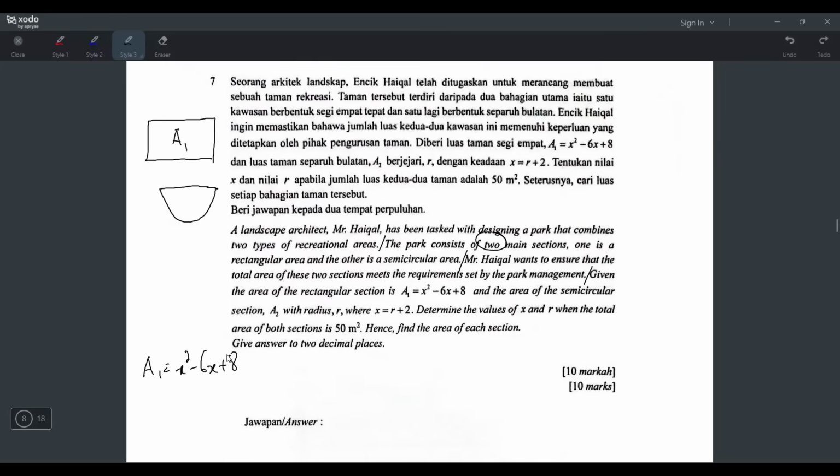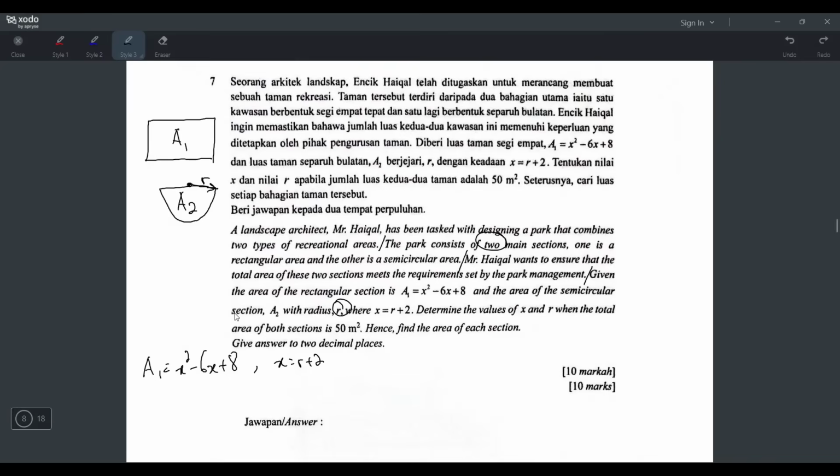Oh, okay, it makes sense lah. So that means the area must be this. And the area of semicircle A2. The semicircle is A2 with radius R. They never give the area of the semicircle, but they said the radius has to be R. Then x will be R plus 2. So I think it's talking about this x. Yeah, this x is equal to R plus 2.